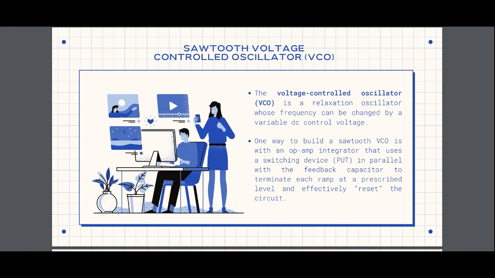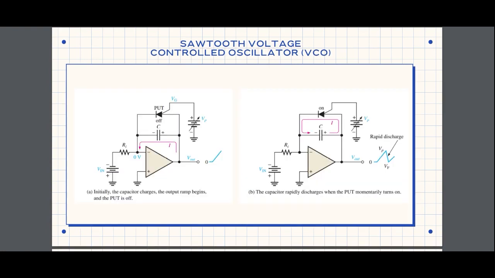The operation of the sawtooth VCO begins with the negative DC voltage Vin, which produces a positive going ramp on the output. So this is our diagram. First, initially the capacitor charges, and the output ramp begins when the PUT is off. The capacitor rapidly discharges when the PUT momentarily turns on, hence creating our sawtooth voltage diagram or graph.